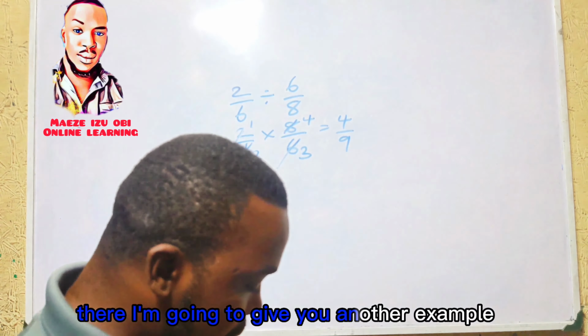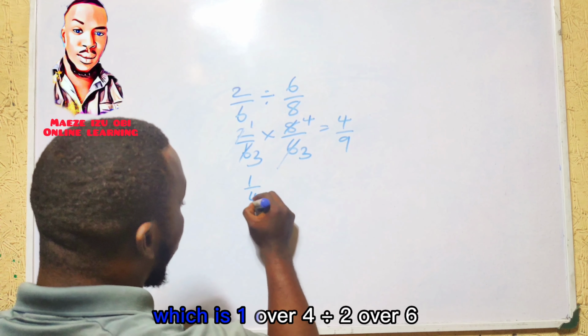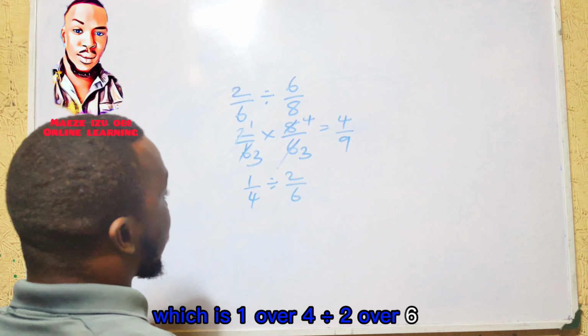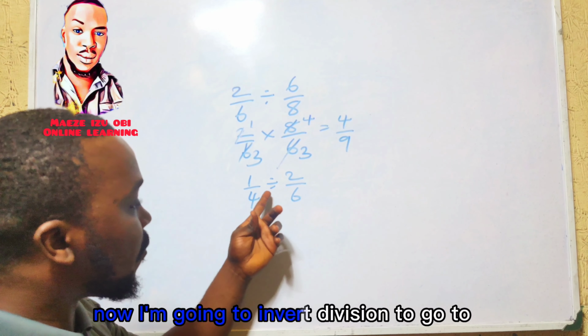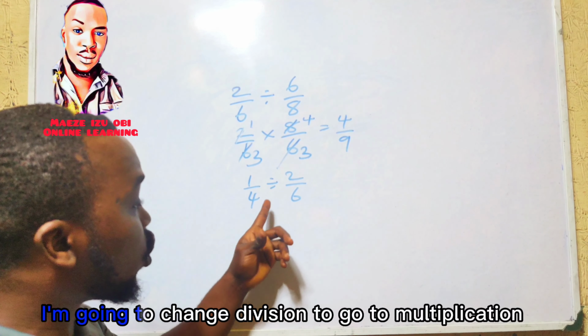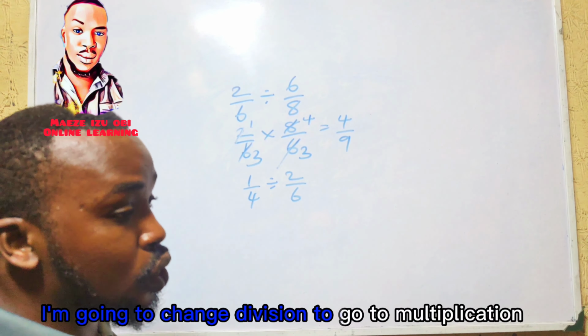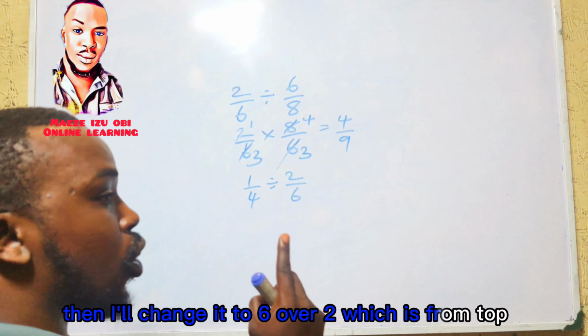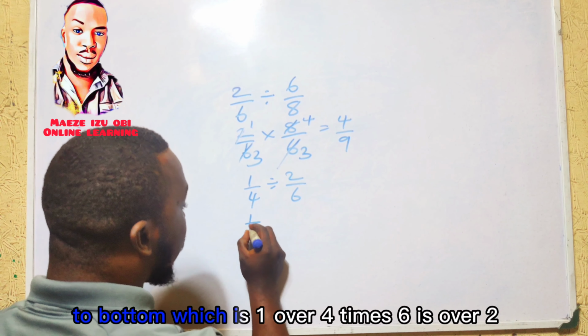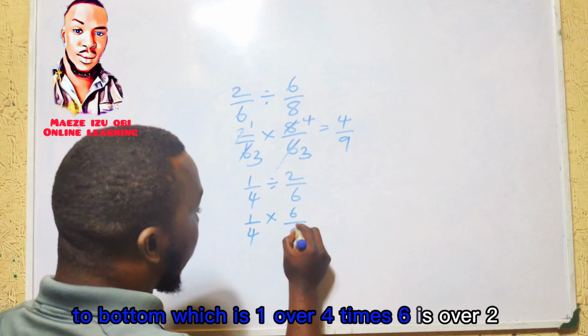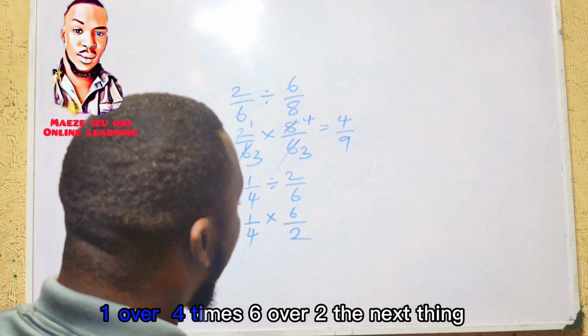I'm going to give you another example, which is 1 over 4 divided by 2 over 6. Now, I'm going to change division to multiplication, whereas I'm going to invert 2 over 6. I'll change it to 6 over 2, from top to bottom, which is 1 over 4 times 6 over 2.